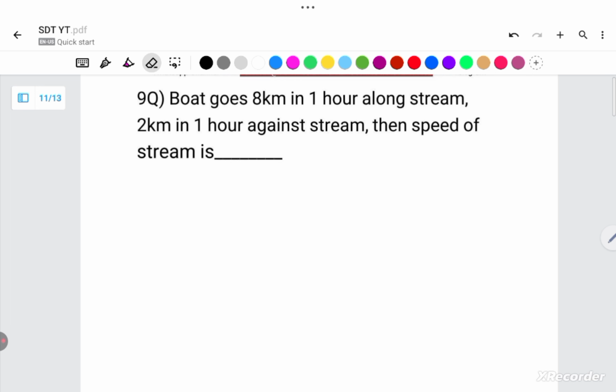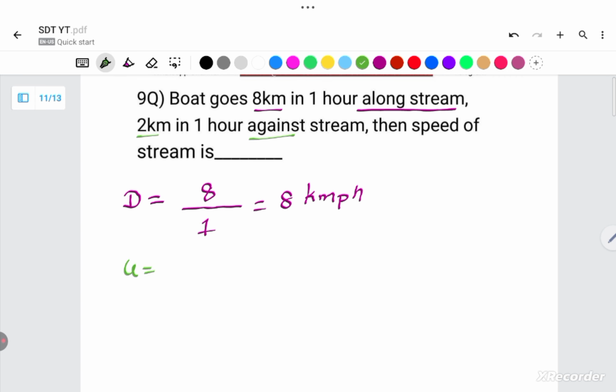First, we'll find the along stream, which means downstream. So downstream speed D is equal to the distance traveled, which is 8 kilometers, divided by the time, 1 hour. 8 by 1 is 8 kilometers per hour. Whereas the against stream means upstream. The distance is 2 kilometers, the time is 1 hour, so 2 kilometers per hour. Now it asks us to find the speed of the stream.